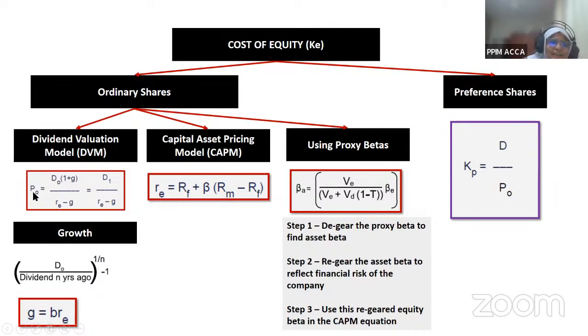Now, usually the market price, market value, the question has to give it to you. Whereas the growth rate, you can find. There are two ways to find it. One is this method called extrapolating past dividends. So if you have past dividends, then you can take the D naught divided by the dividend n years ago, to the power of 1 over n, minus 1. If you do that, you get G. Or you can use this Gordon's growth model, G equals BR. So what is BR? It is the retention rate times the accounting rate of return. So that is the dividend valuation model.